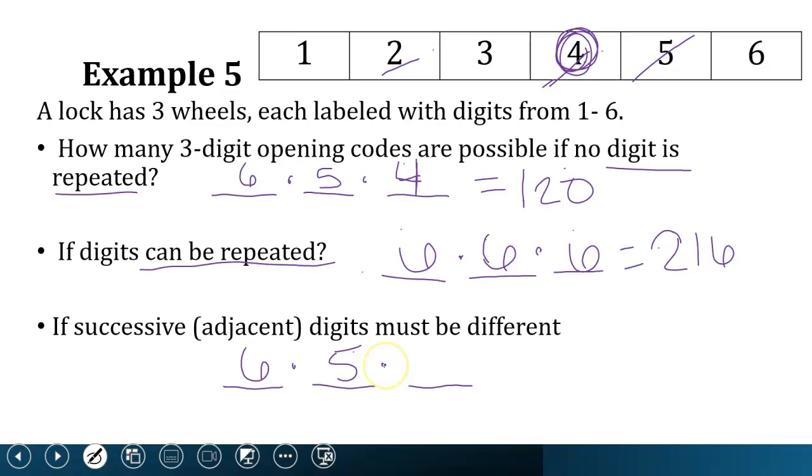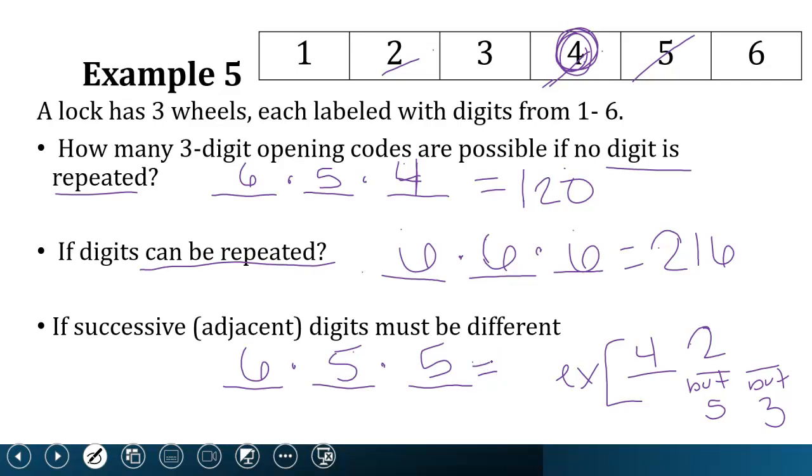Okay. So now, remember that was our example to the side. If I choose the 4, my next digit can be everything but a 5. So maybe I choose a 2 for the next one. So it can be everything but the 3. So we're just taking one out. It can be repeated. So we're just taking one number out, the following number. So 6 times 5 times 5. And then our choices is 150.